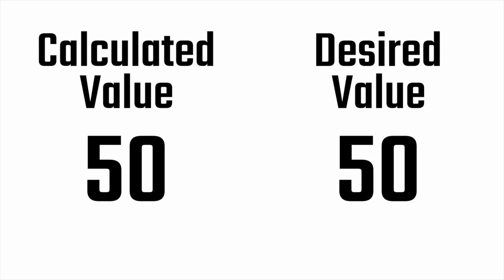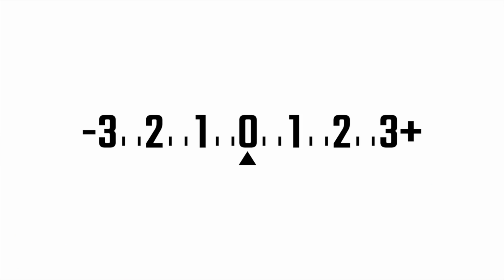Then, after calculating the scene, the meter takes the average and compares it to the desired average value of 50%. If the average value matches the desired value, the camera considers this to be a correct exposure, and it communicates that to you by giving you a reading of 0 on your exposure indicator.